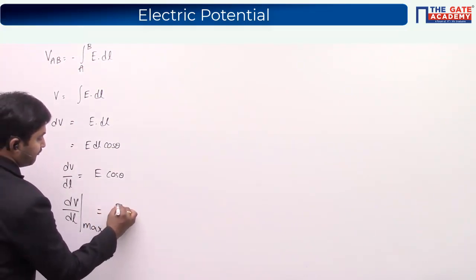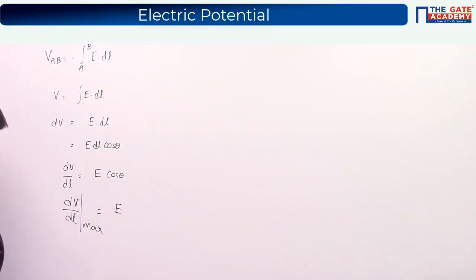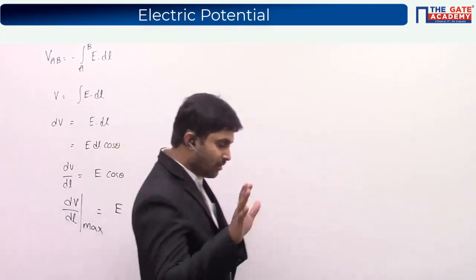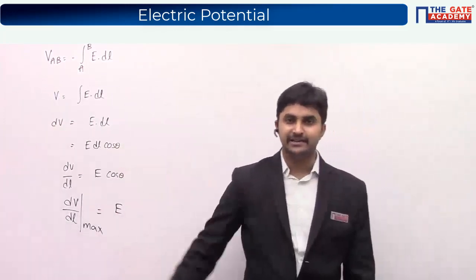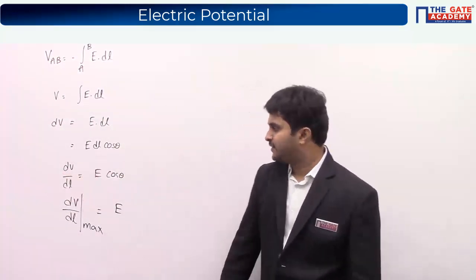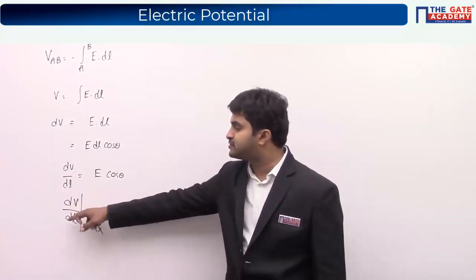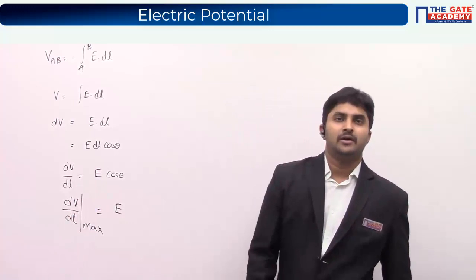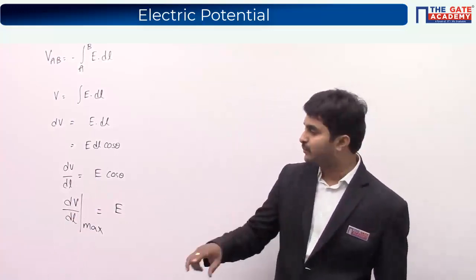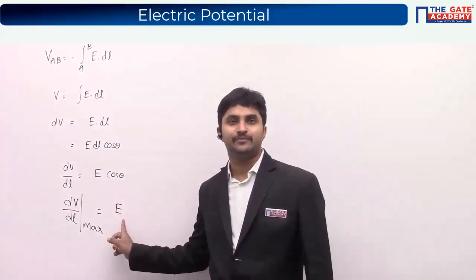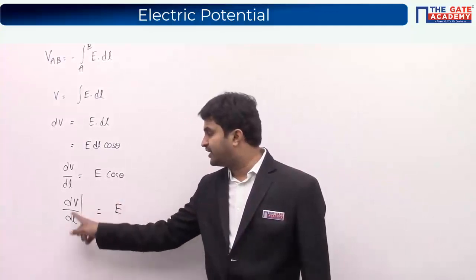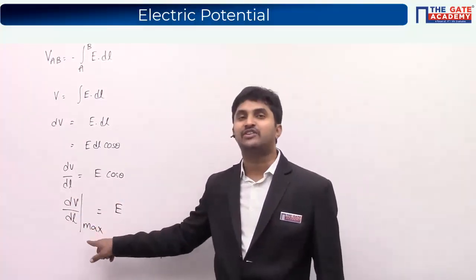Very good. I remember that we have missed the minus sign. Let us keep it aside. Now what we got is the maximum value of the rate of change of potential. The maximum value of the rate of change of the potential is nothing but the electric field.